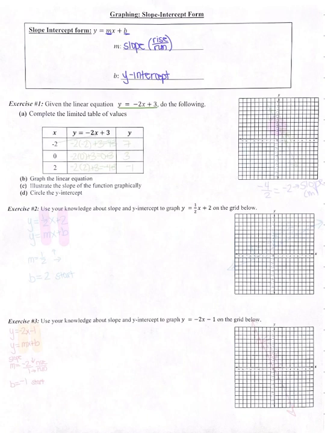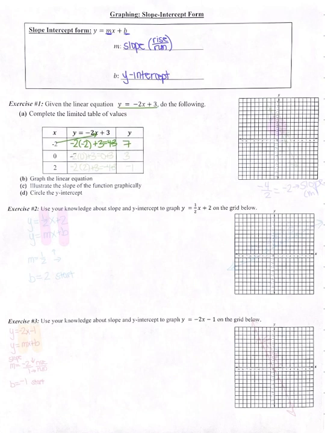So we're given the equation and we're given x values. We're going to plug in the x's into the x place. Negative 2 times negative 2 is 4. Plus 3 is 7. So what we're doing right now is we're plugging in the x into the equation to get the y. Those x's and y's are going to be the points we plot.